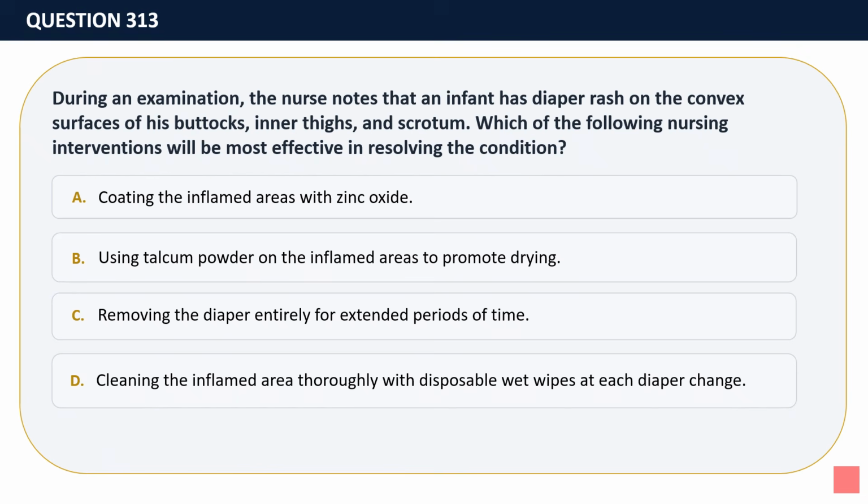Question 313. During an examination, the nurse notes that an infant has diaper rash on the convex surfaces of his buttocks, inner thighs, and scrotum. Which of the following nursing interventions will be most effective in resolving the condition? A. Coating the inflamed areas with zinc oxide. B. Using talcum powder on the inflamed areas to promote drying. C. Removing the diaper entirely for extended periods of time. D. Cleaning the inflamed area thoroughly with disposable wet wipes at each diaper change.